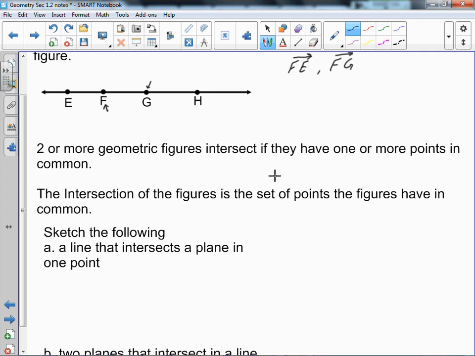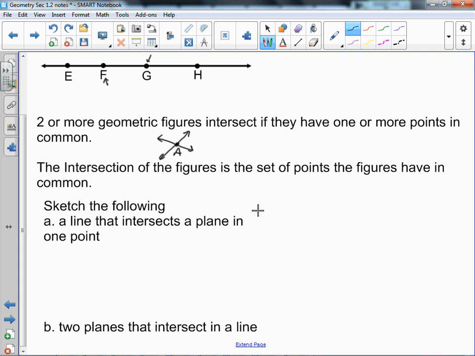All right, two or more geometric figures intersect if they have one or more points in common. So anytime that I have two figures that share at least one point, then we would say that they intersect. All right, so if I have two lines that share point A there, then we could say that those are intersecting lines, or point A is the intersection of those two lines. The intersection of the figures is the set of points the figures have in common. So in this example, point A would be the only thing they have in common.